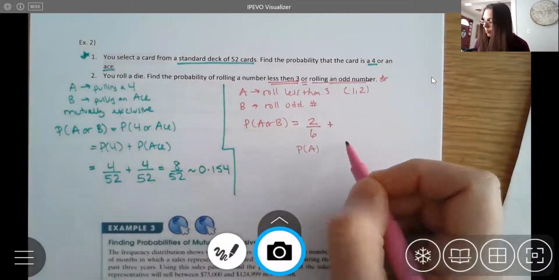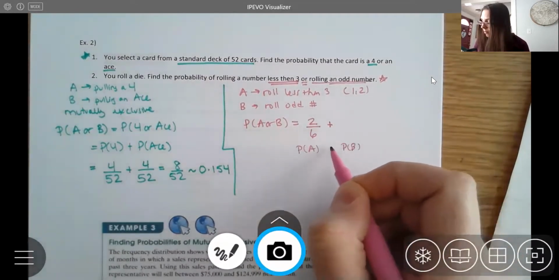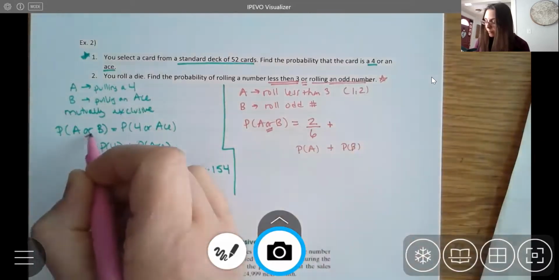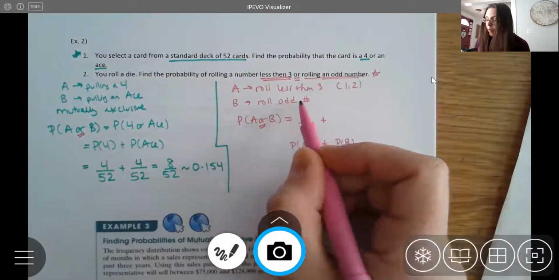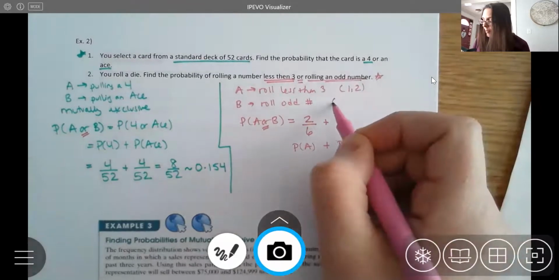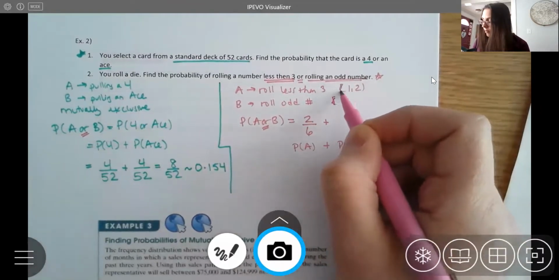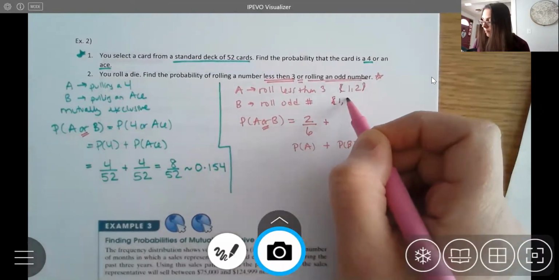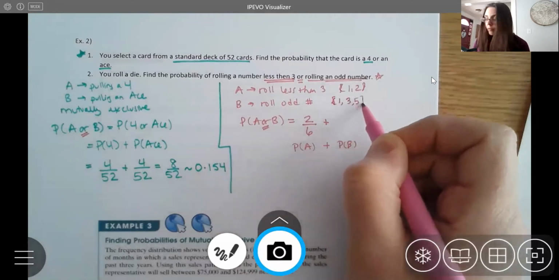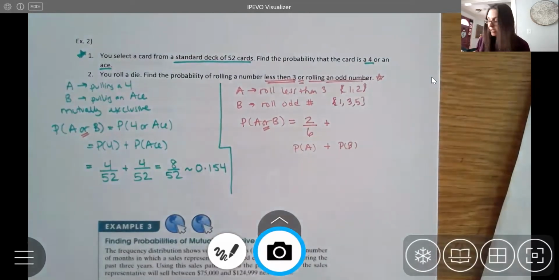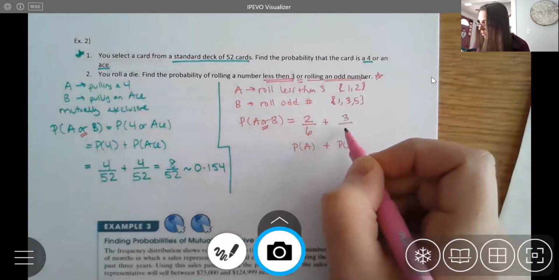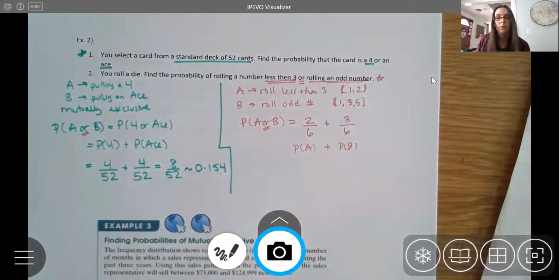Now I can also add in the probability of B, right? Because it's an or statement. And I want to roll an odd number. Well, think about my options. My options here could be a 1, a 3, or a 5. So I have 3 chances there to roll an odd number.